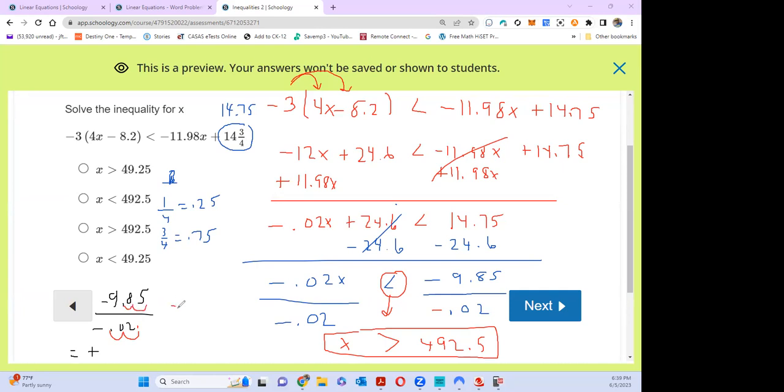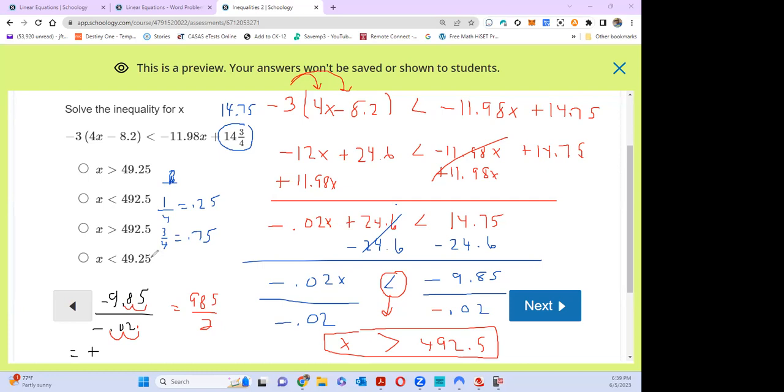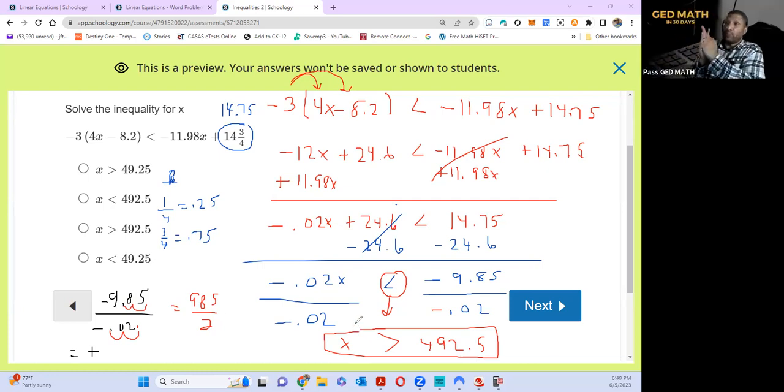So now this becomes 985 divided by 2. Now, I don't know what that is right off the hand. I mean, I could do it. Half of 900 is 450, half of 80 is 40, and half of 5 is 2.5. I'm not going to add them up. But when I look at my answers, there's only 2 options. I know it's not 49, so I know my answer is greater than 492.5.